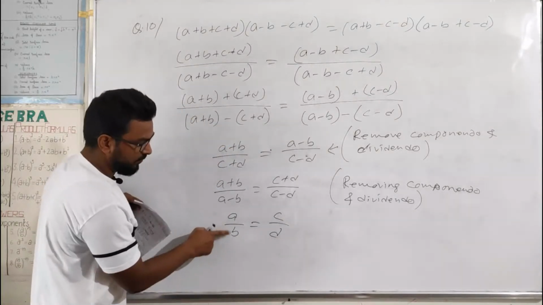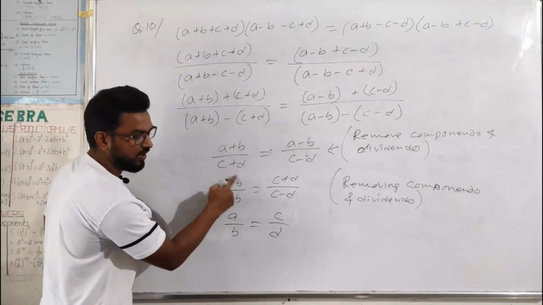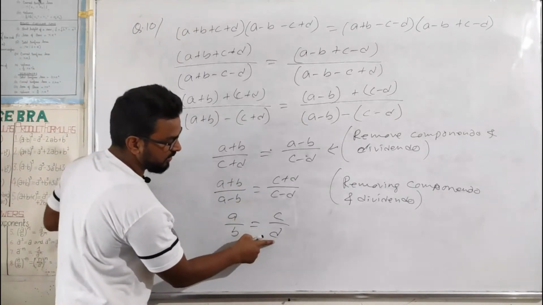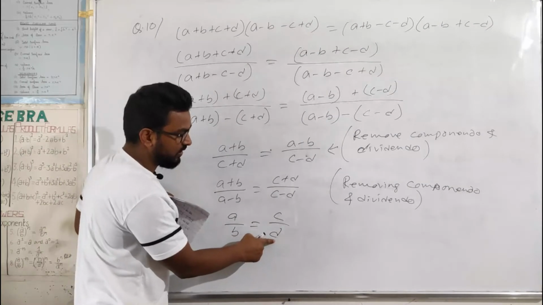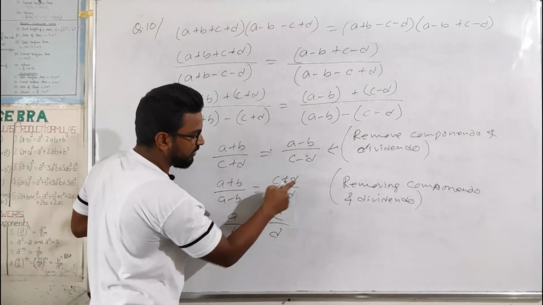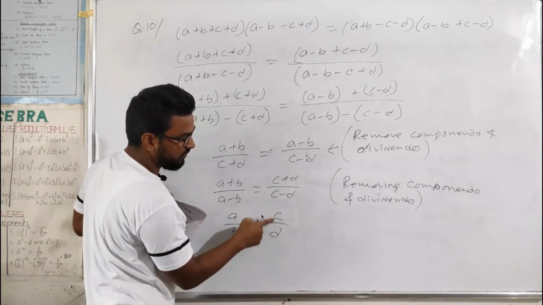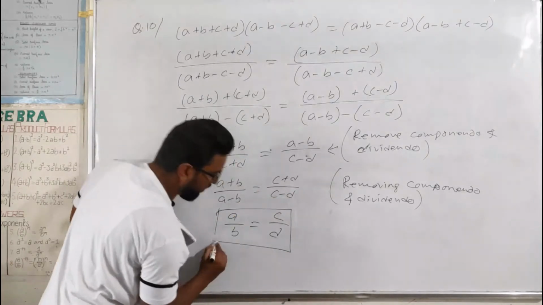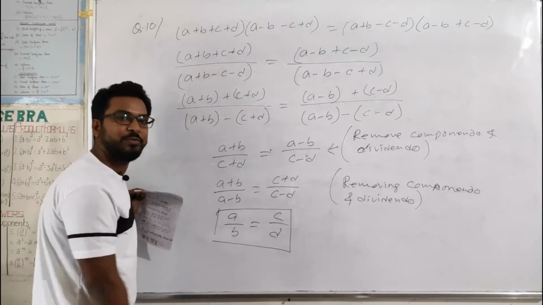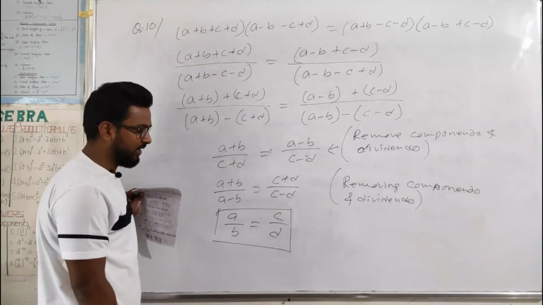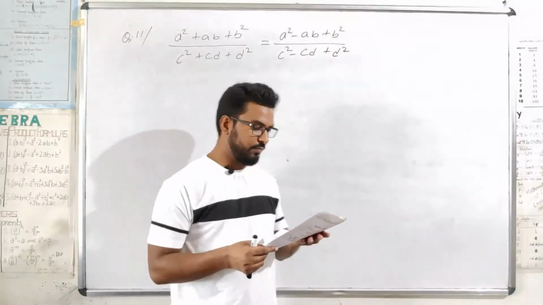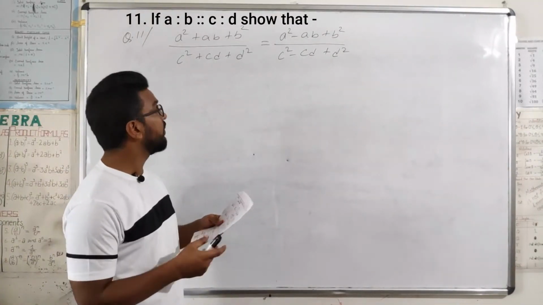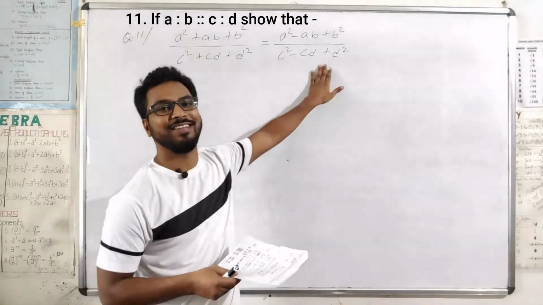Why? If you add the denominator to the numerator, you will get this one, and if you subtract, you will get a minus b. Similarly in this case also, if you add the denominator to the numerator, you will get this one, and if you subtract the denominator from the numerator, you will get this one. That is called componendo and dividendo, and this is what we have to show. Our next question is given: if a ratio b is proportional to c ratio d, then show that this is equal to this.